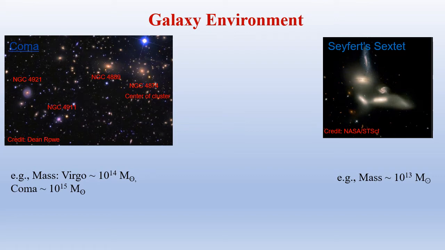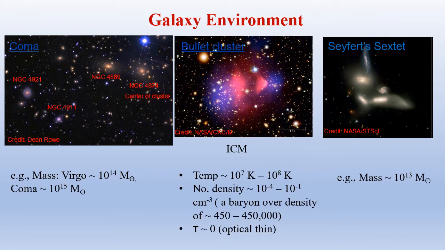Also, as I talked about the ICM, which fills the space between galaxies, it is hot, mostly radiating in the X-ray band. The middle panel here is the Bullet cluster, with X-ray emission in pink and optical in blue. The ICM density is very low here, and the temperature is very high. So the energy is mostly radiated as Bremsstrahlung radiation.